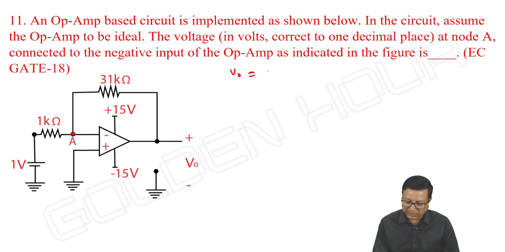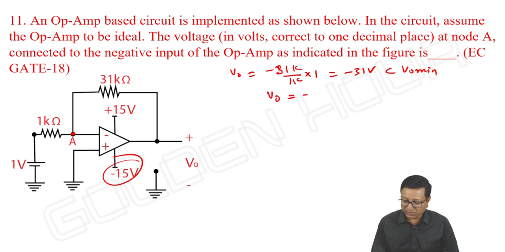What is V output? It is equal to, for an inverting amplifier, minus 31k by 1k into 1 volt. It is minus 31 volt. Is it possible? It is less than V output minimum. What is V output minimum, friends? Minus 15. So what is the possible value of output? Minus 15. So if it is 0, then output should be minus 31 volt. As output is not minus 31, this voltage cannot be 0. Then it is something else. How do we find it?